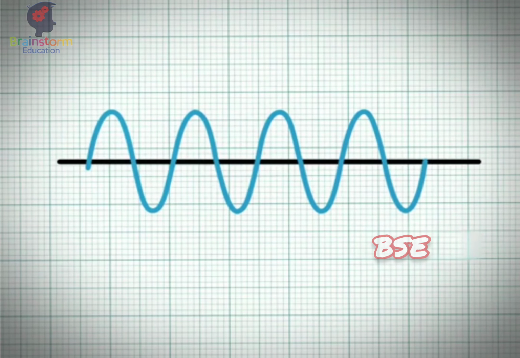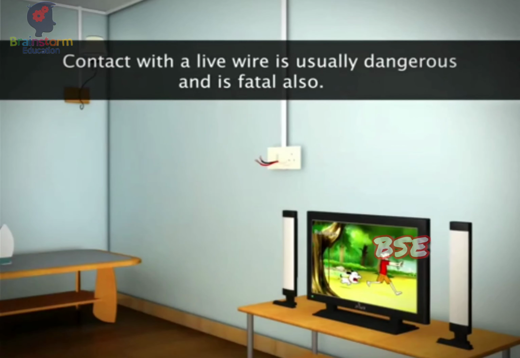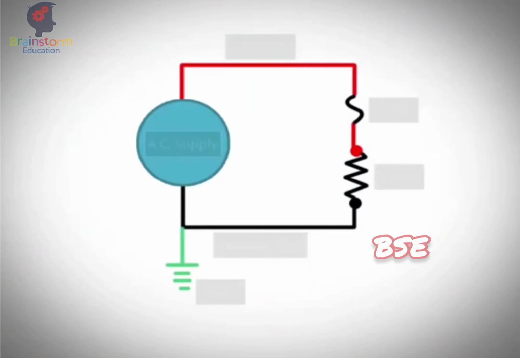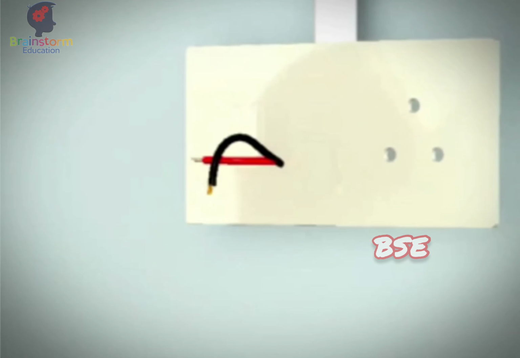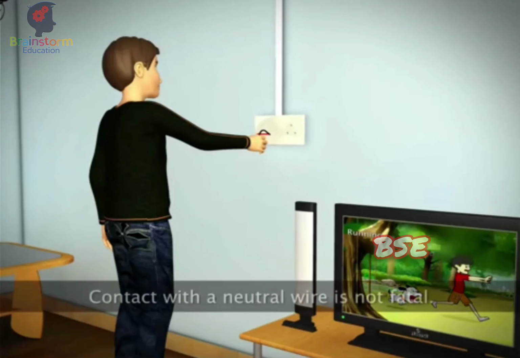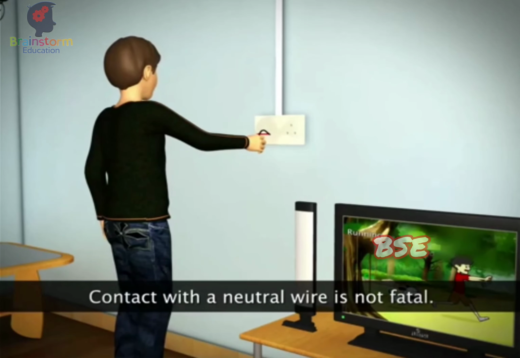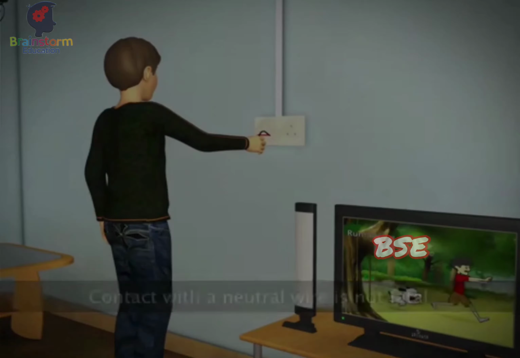Contact with a live wire is usually dangerous and is fatal also. The neutral wire is the wire connected to the earth at the local electricity station. Though current passes through the neutral wire, its voltage is zero. If someone comes into contact with a neutral line, they do not experience a shock.